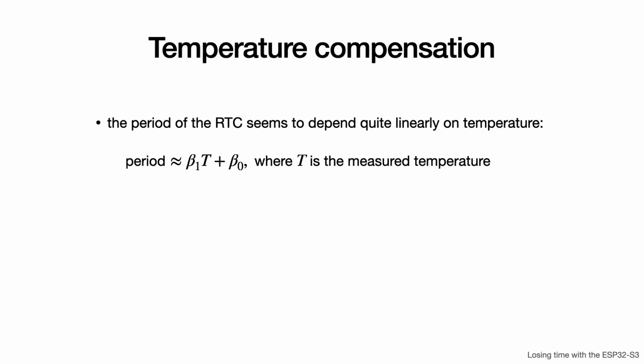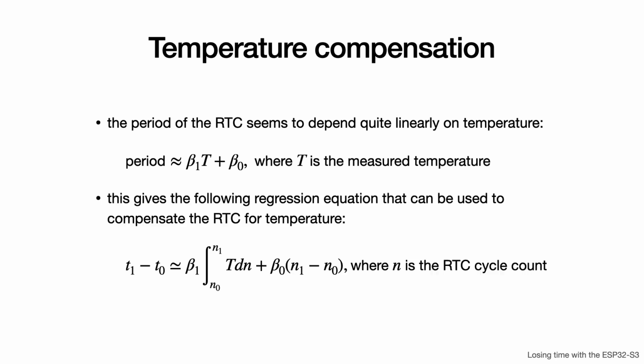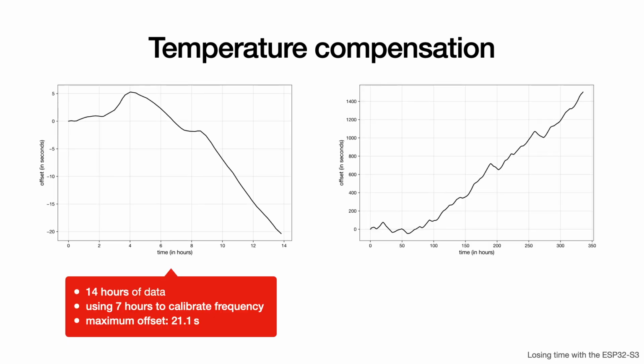Lastly, I want to check out how well you can compensate this enormous clock drift. The observation was that the period of the RTC behaves roughly linear in temperature. This can be expressed as a regression equation, which I can then use for the compensation. Here are the 2 measurements. On the left, there are 14 hours of data using the first 7 hours for the improved calibration routine, and I got an offset of 21 seconds.